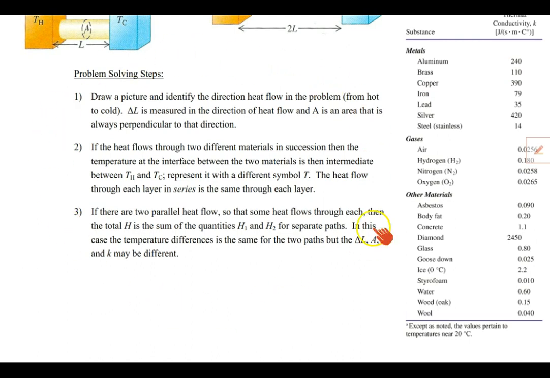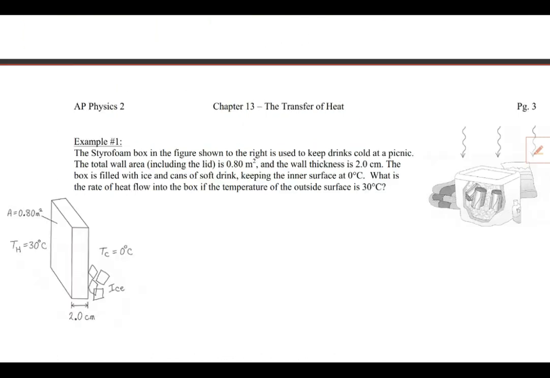And down here in your notes, I've listed a bunch of key problem-solving steps. So the first thing you want to do when you solve a problem is to draw a picture and identify the direction of the heat flow rate. So if you take a look at example 1, you'll see that I've drawn a picture over here, and you can see the heat flow rate would go from hot to cold.